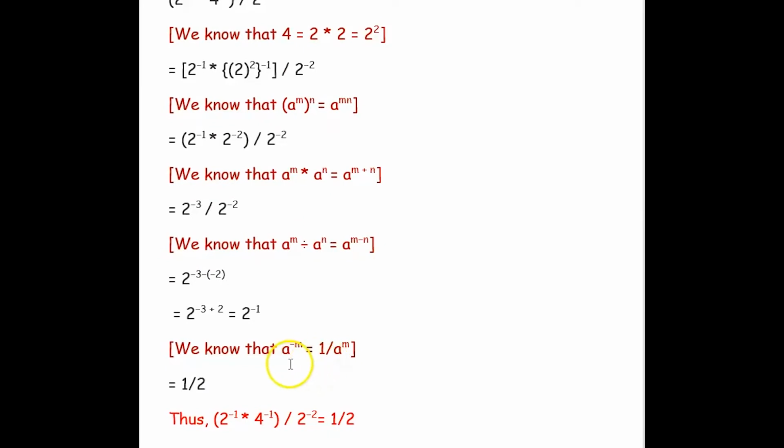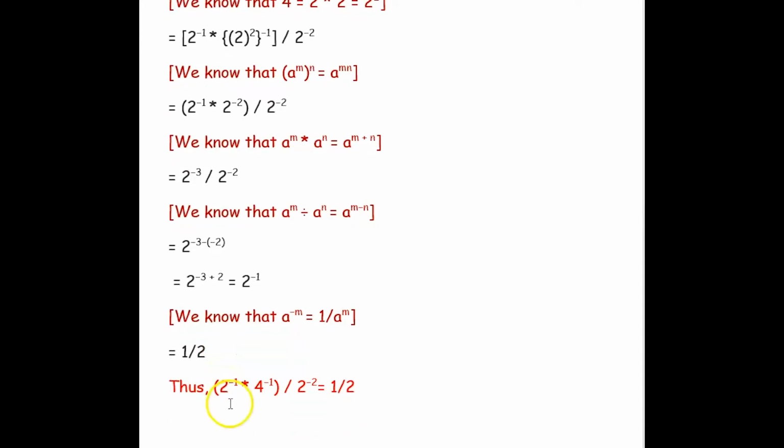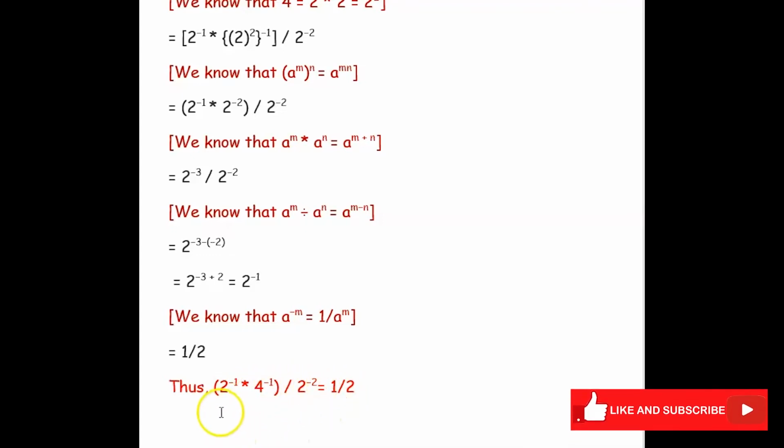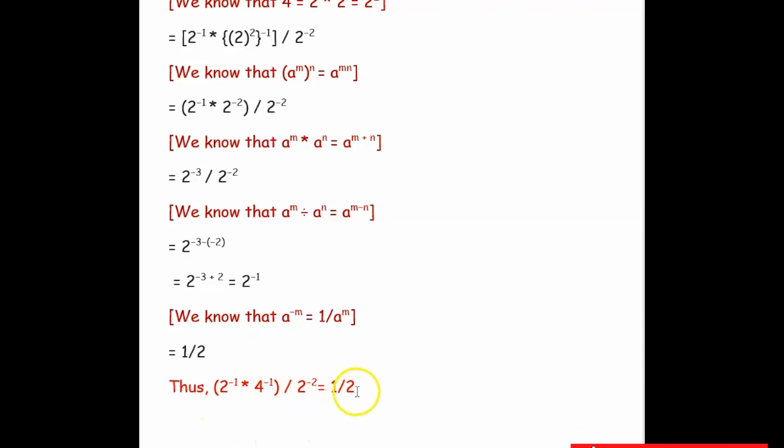And also a raised to the power negative m equal to 1 divided by a to the power m. So here 2 raised to the power negative 1 can be written as 1 divided by 2 raised to the power positive 1. So that is 2 raised to the power negative 1 into 4 raised to the power negative 1 divided by 2 raised to the power negative 2 is equal to 1 divided by 2 raised to the power of positive 1.